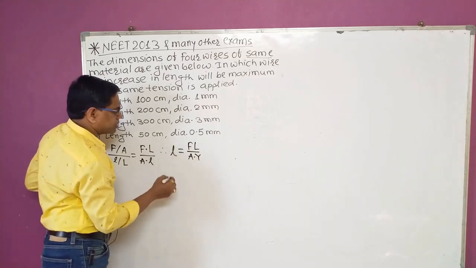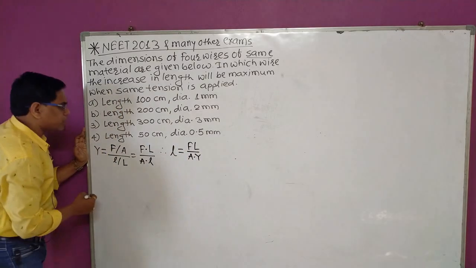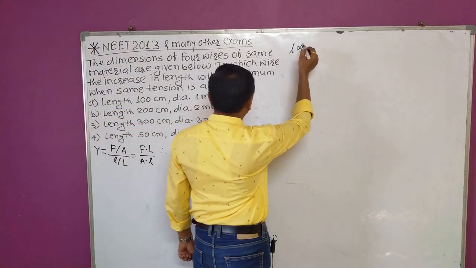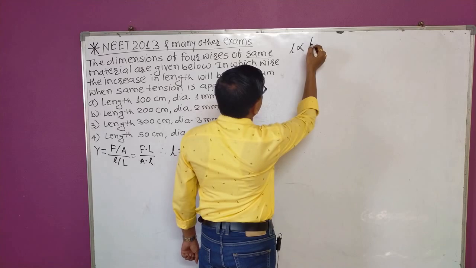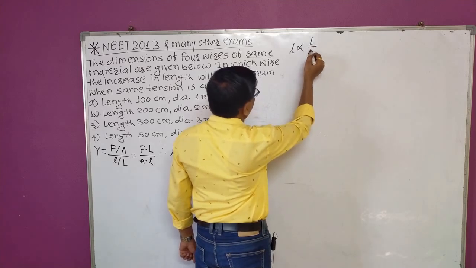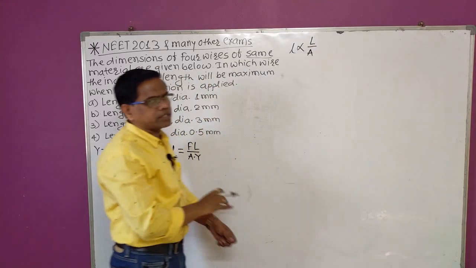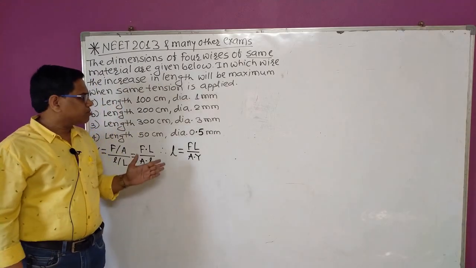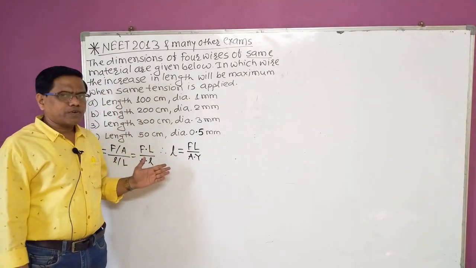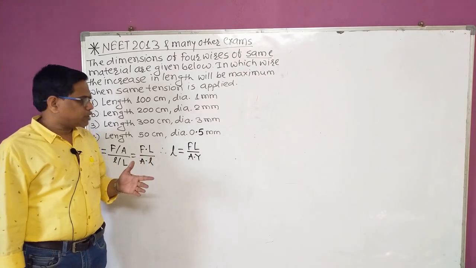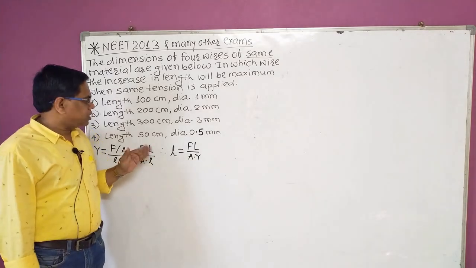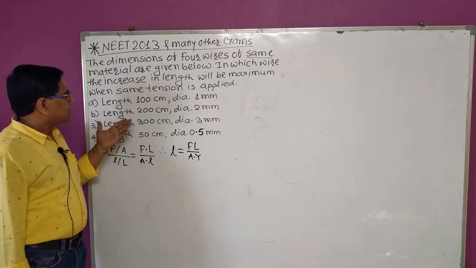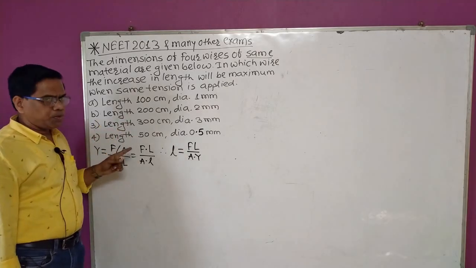So we can say that this elongation produced, l, is directly proportional to the ratio of the length of the wire upon its cross sectional area. If we go into actual calculations, that may require a lot of time. So we will not go into actual calculation; rather we will see how many times the elongation produced in one wire is that of the previous wire.